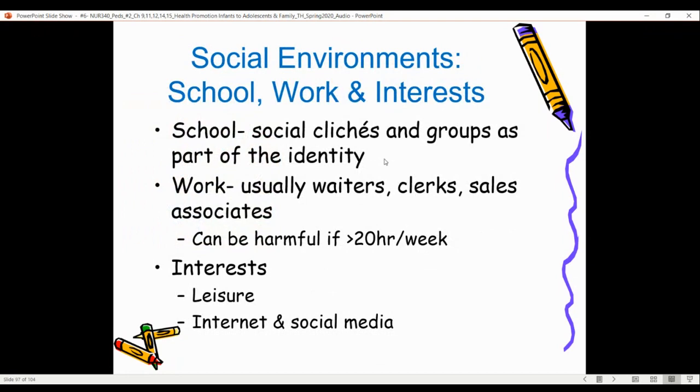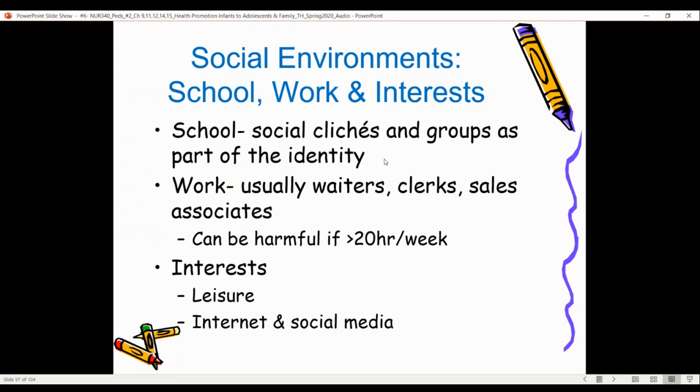Other socializing stuff. School is a big socializer still for kids at this point. Work is now becoming more of a socializer for kids at this age. Usually when I do a survey of the class with this one, I get maybe one or two that didn't have a job as a teenager. Most of us work as teenagers, and it's usually things like waitresses and sales clerks. It can be harmful for a teenager if it's more than 20 hours a week, but generally it's an okay thing. But kids get exposed to adult behaviors because they're working around adults. I worked in a lot of restaurants. You're working around a lot of adults, and you learn things from the adults that you're working with. So it is a socializing aspect.